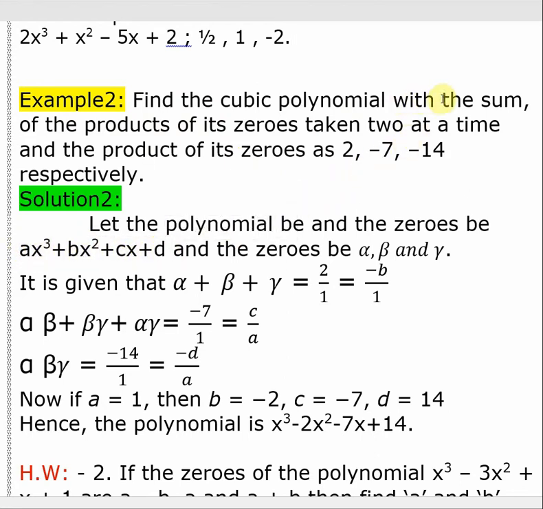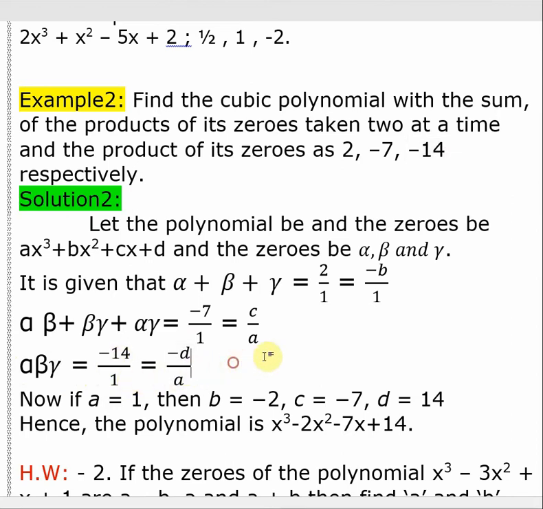Then with the sum is 2, that means alpha plus beta plus gamma is 2. Product of its zeros taken 2 at a time, that means alpha beta plus beta gamma plus alpha gamma is minus 7. And the product of the zeros, that means all the zeros' product, alpha into beta into gamma, is minus 14.